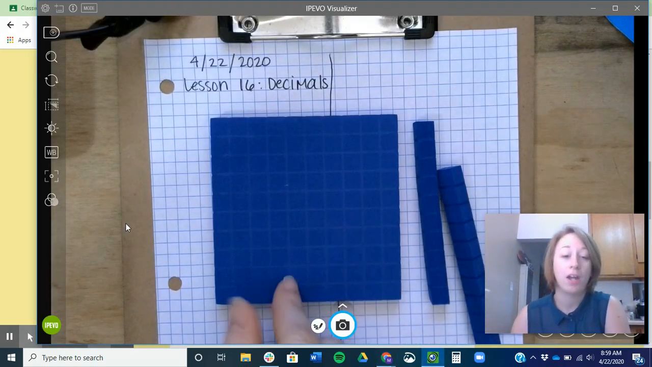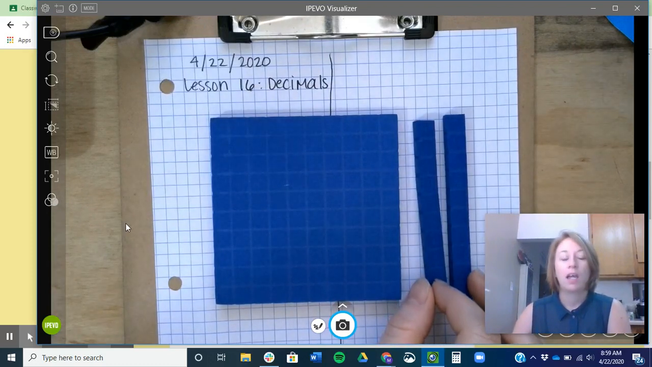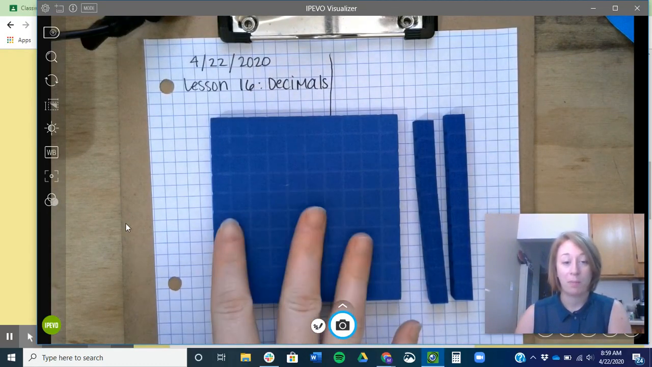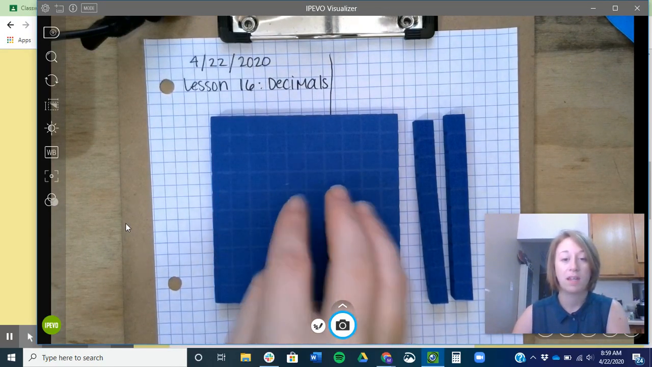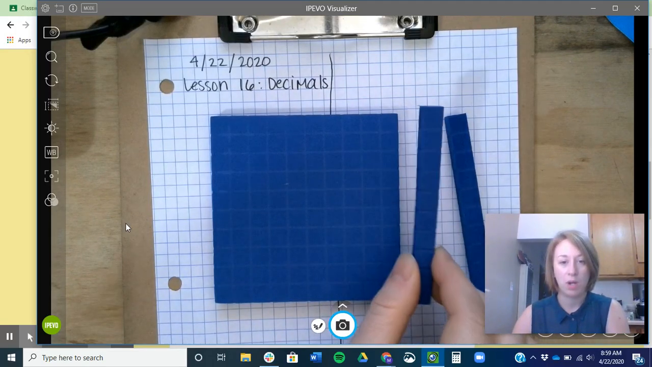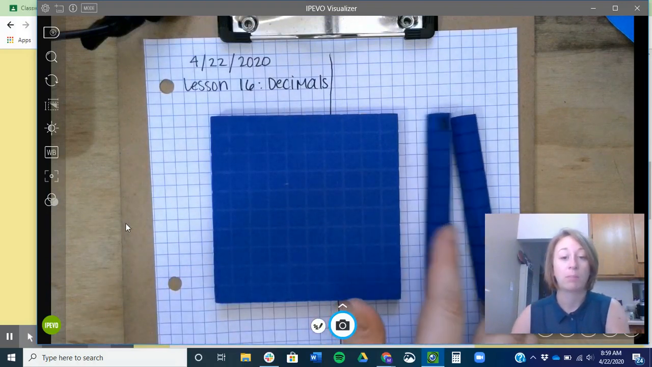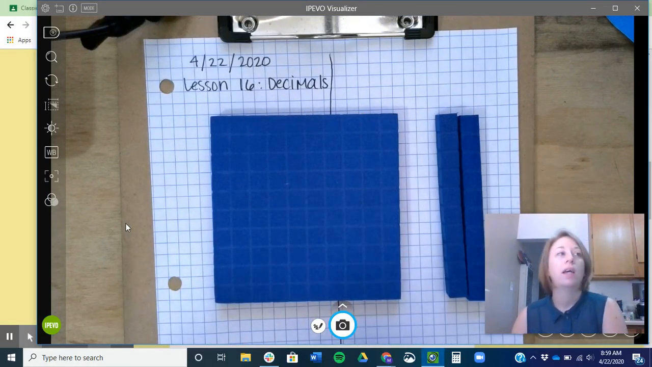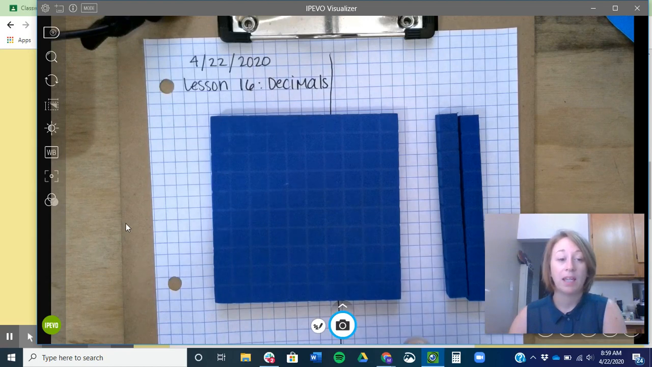Okay, so I have a 100 block and I also have some 10 sticks. And I want you to kind of forget what we know about this, meaning that we know that this is made out of 100 ones, and we know that this is made out of 10 ones. But I want you to imagine this whole entire square represents one whole. It could represent a whole pizza, it could represent a whole pie, or anything that is in the shape of a square. So maybe even like a garden, for instance.